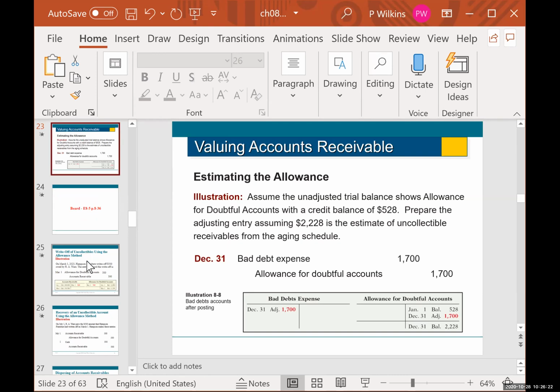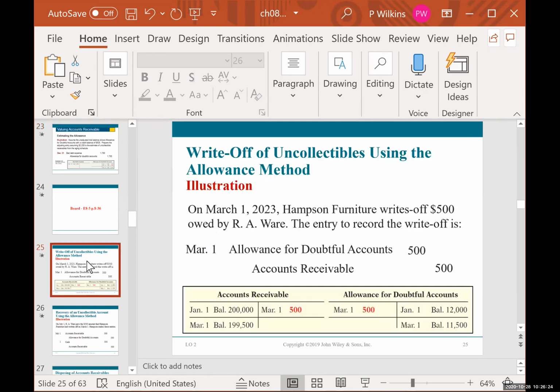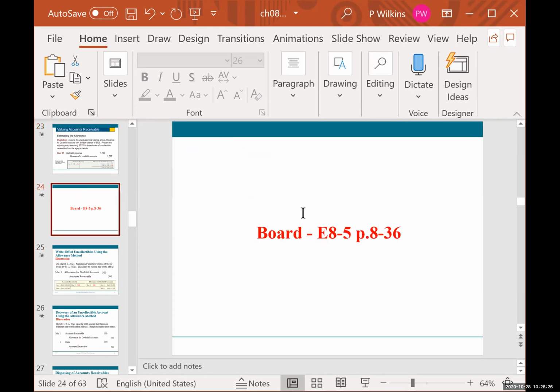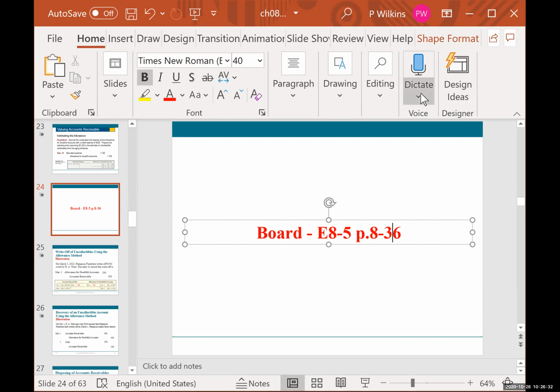Let's see. I want to see what this one is here. Okay, so we're going to do 8-5 together. So I'm going to stop sharing this. I'm going to share the Excel sheet. Actually, I'm going to stop the recording and then do a new one.